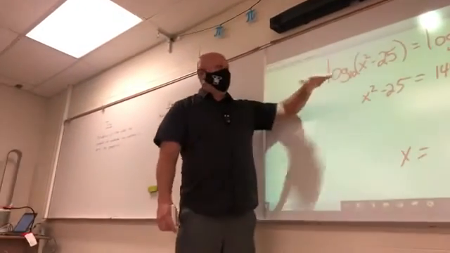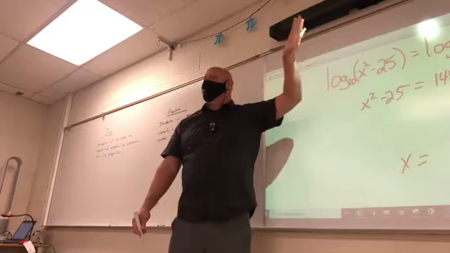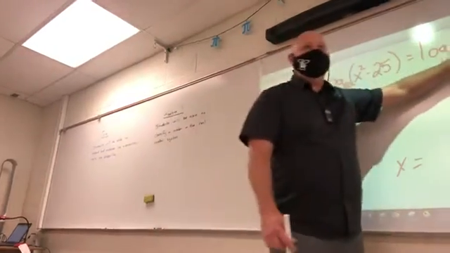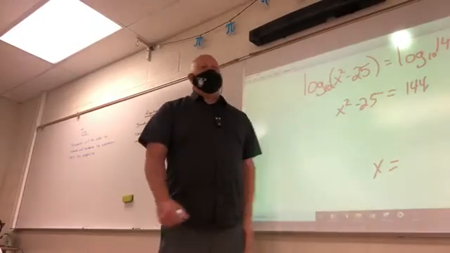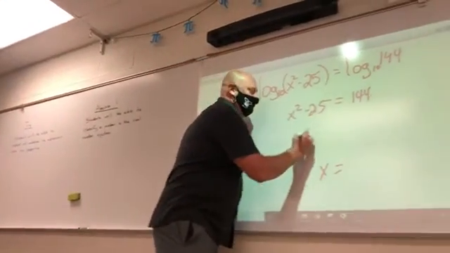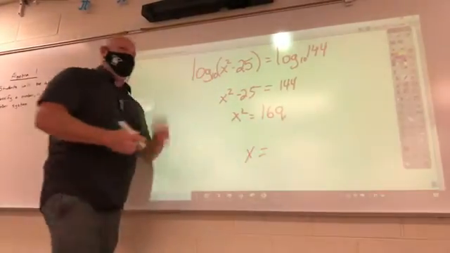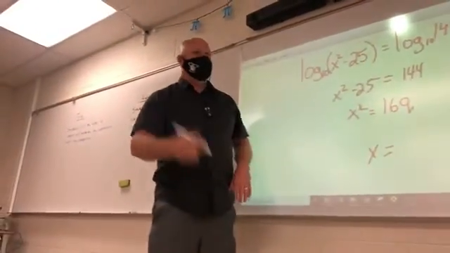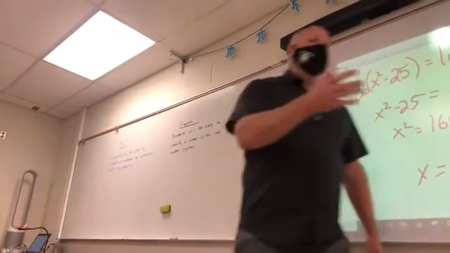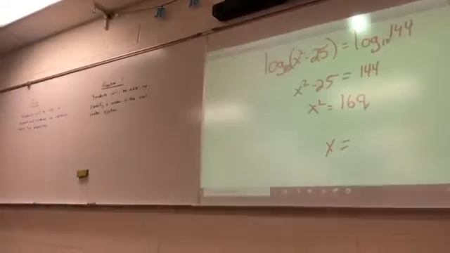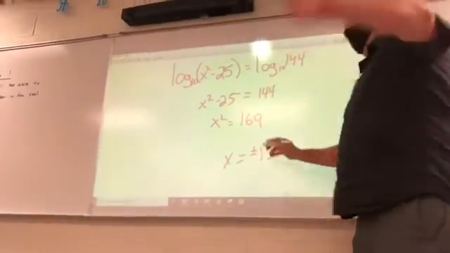Yeah. So drop your logs. When can you drop your logs? If they're the same log on both sides. We just drop those logs. And then I would add the 25 to the other side. So you get x squared equals 169. And then how do you get rid of that square? What's the square root of 169? 13. Plus or minus 13. There you go. Now, that's important.